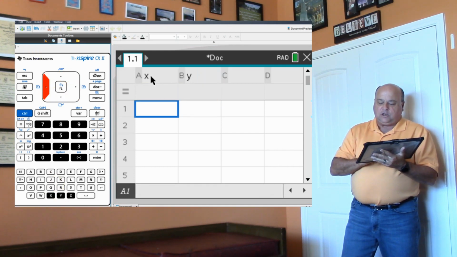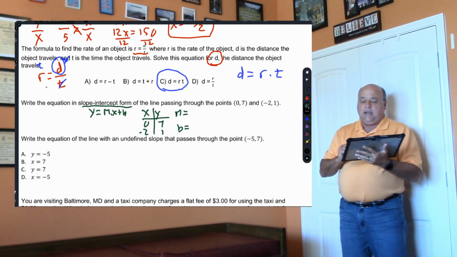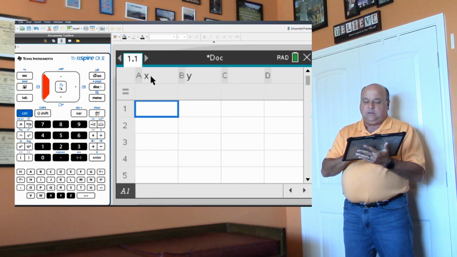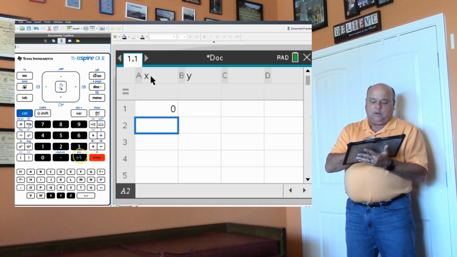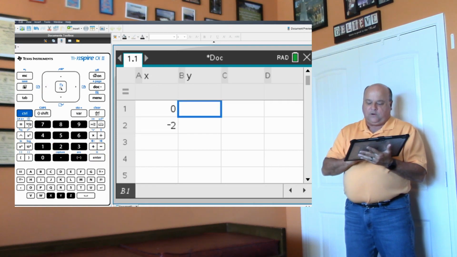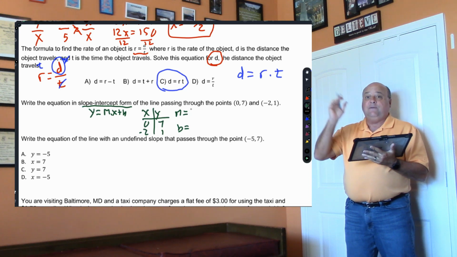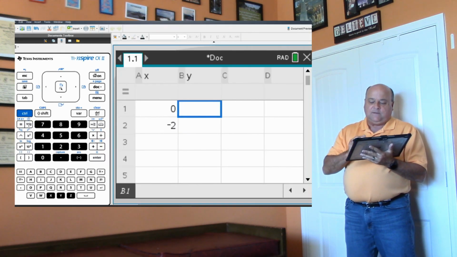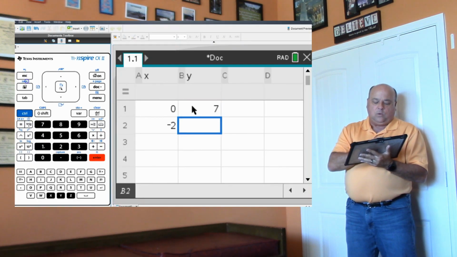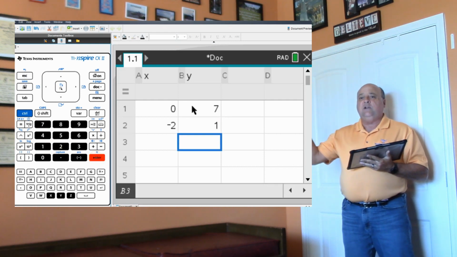And now we need to make our spreadsheet. So we need 0, negative 2 in for x. So 0, enter, negative 2 for x. I'm going to go over here and put my y's in. My y's are going to be 7 and 1. So I need to put 7 and 1 in for y. 7, enter, 1, enter. So 0, 7, and negative 2, 1.